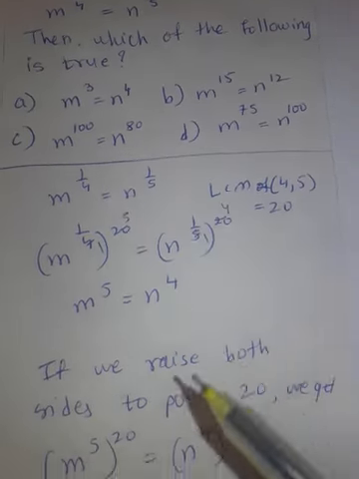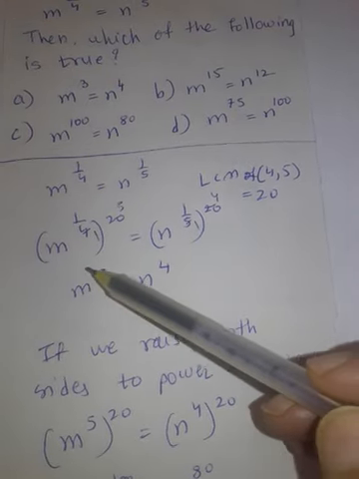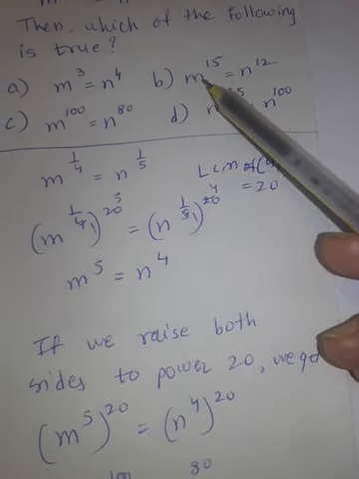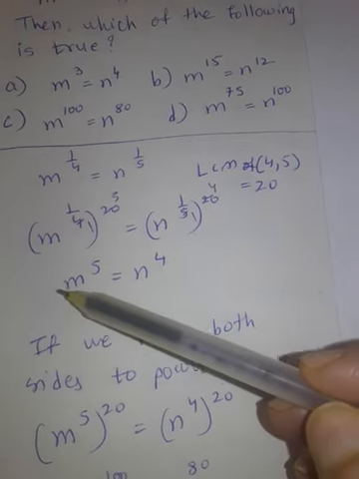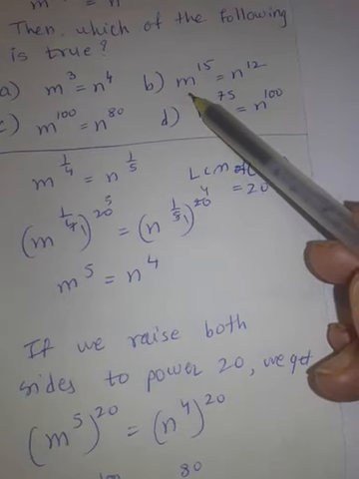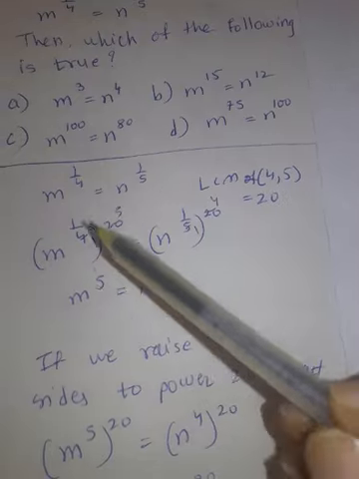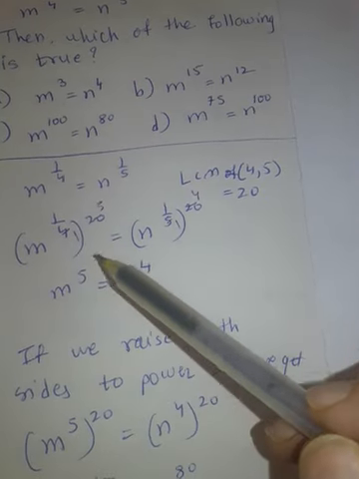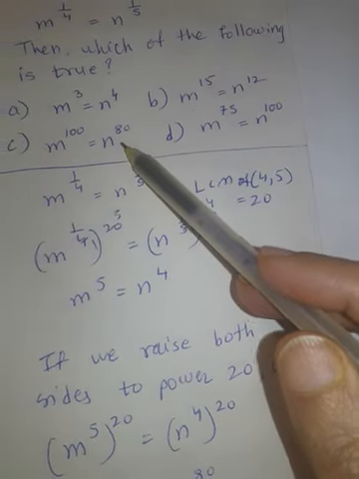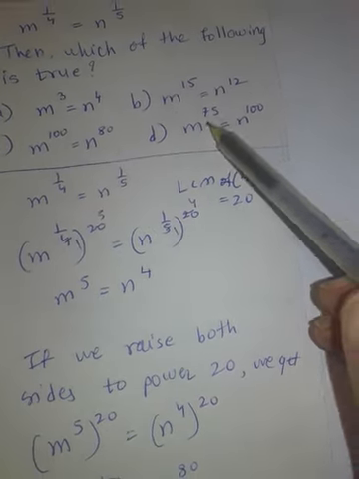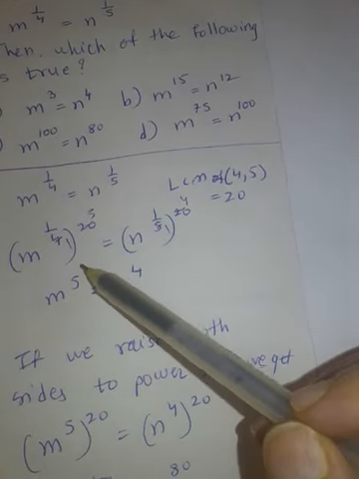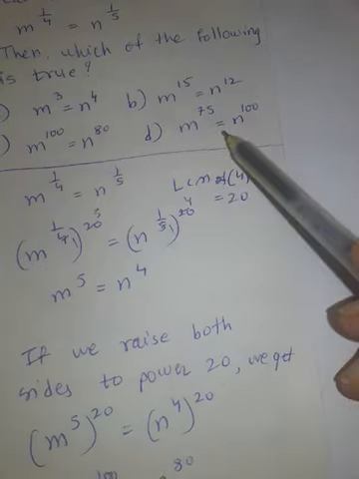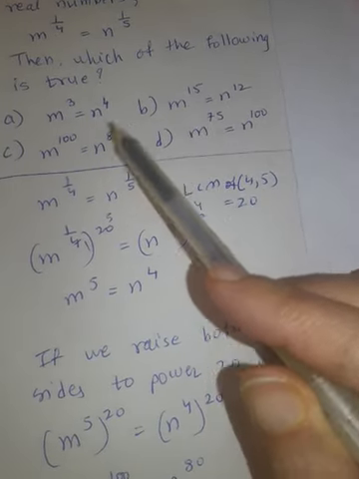What about B? Look here, 5 and 4. If I raise both of them to the power of 3, I'll get m raised to 15 is equal to n raised to 12. So yes, I can definitely say this expression implies B is true. So B is definitely true. What about C? If I raise both of them to the power of 20, I will get m raised to 100 is equal to n raised to 80. So yes, C can also hold true. What about D? 75 and 100. If I raise this to 15, this will be m raised to 75 and this will be n raised to 60, but not n raised to 100. So D is not true. So we can definitely say that B and C are true.